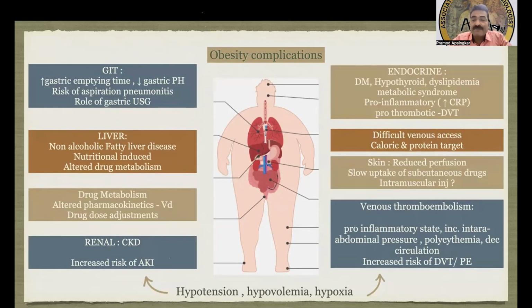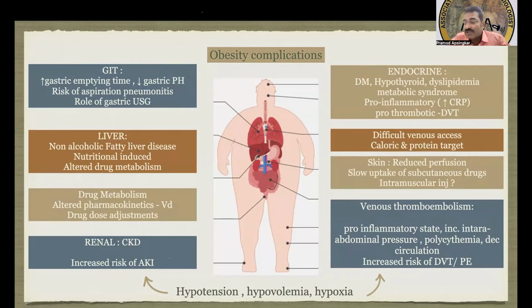Regarding the GIT, these patients are at risk of aspiration because of delayed gastric emptying. The metabolism of drugs is altered because of the fatty liver, and the volume of distribution of drugs is increased. And the skin blood flow is reduced, so subcutaneous tissue perfusion is reduced. So a drug given subcutaneously may not get absorbed well, like the low molecular weight heparin we give. And these patients are more prone to thromboembolism because, as it is, these patients are in a pro-inflammatory state.